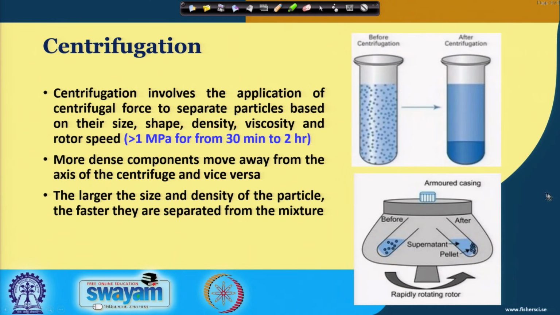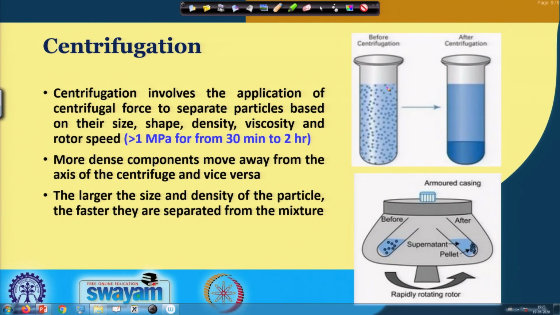So, the second method is called the centrifugation method. Centrifugation involves the application of centrifugal force to separate particles based on their size, shape, density, viscosity and rotor speed. Generally, we apply more than 1 megapascal of pressure for 30 minutes to around 2 hours. More dense components move away from the axis of the centrifuge and vice versa, and the larger the size and density of the particles, the faster they are separated from the mixture.